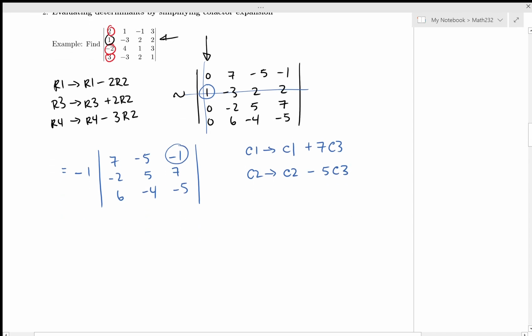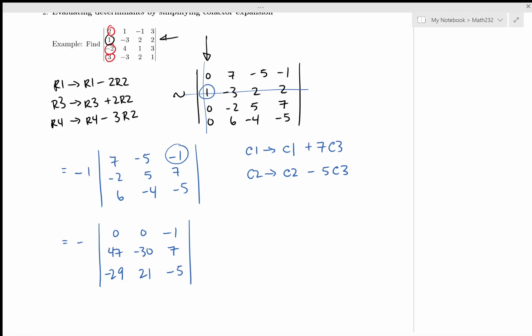Okay, that gives me a new matrix to calculate the determinant of, and that looks like this: 0, 0, minus 1, 47, minus 37, minus 29, 21, and minus 5. And then I will do the cofactor expansion along this first row because of those 2 zeros.